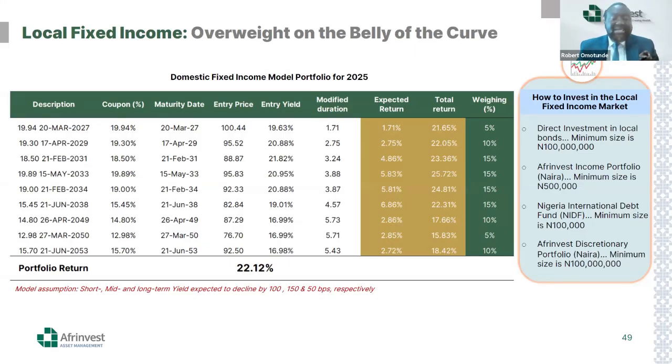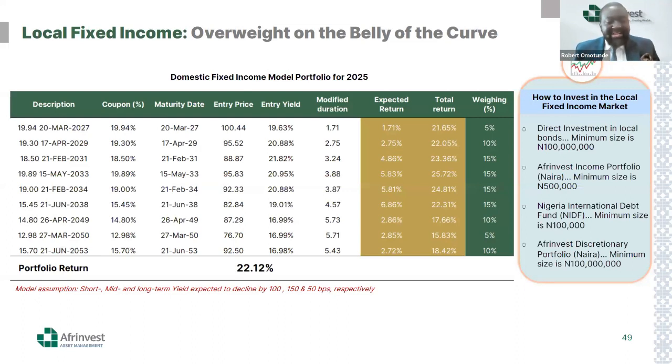So we believe that that's an opportunity. It's a trading opportunity for investors, right? And in that space, you will see the maturities like 2029, 31, 33, 34. Those are the maturities that will typically favor investors with good modified duration. I think that we can take advantage of that going into 2025.